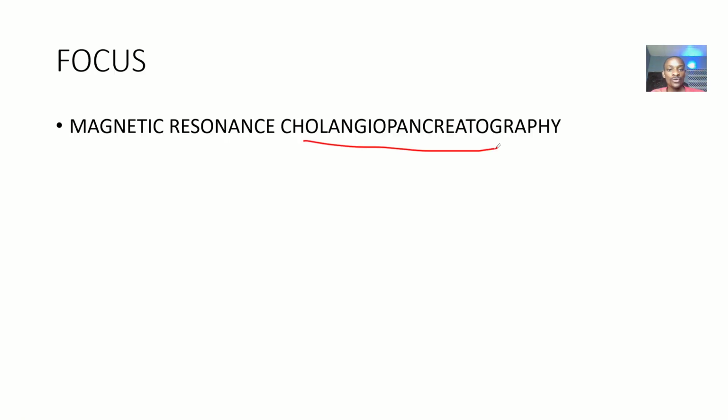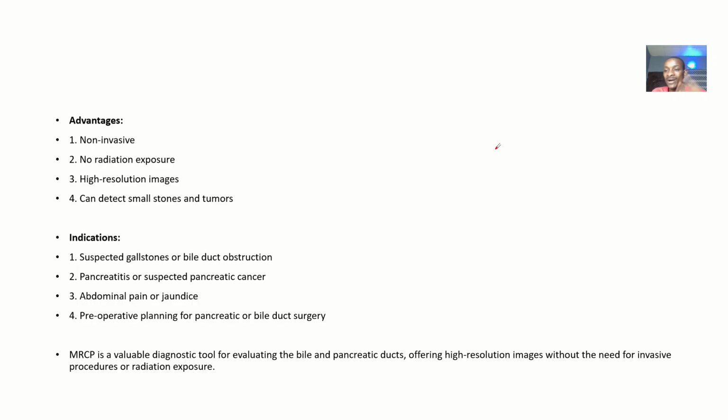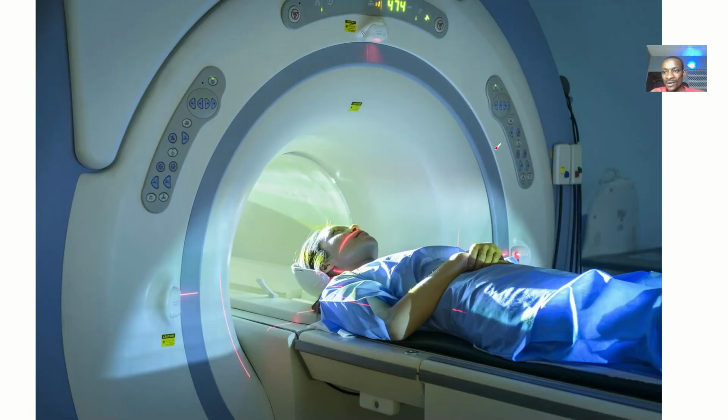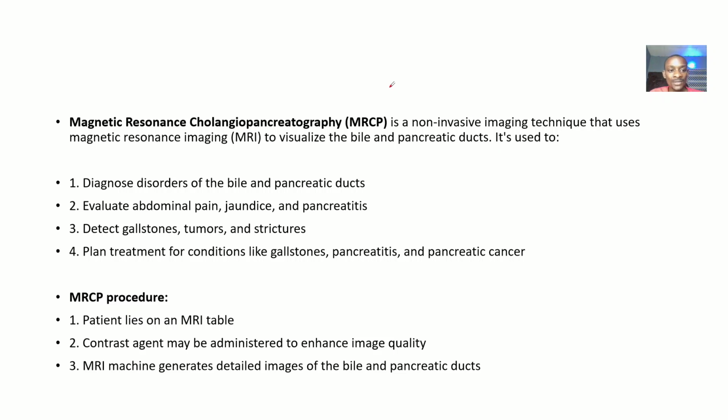So moving on, we'll be defining it. We'll talk about the uses, talk about the procedure, talk about the advantages, then talk about what? When it is needed. That's the indications, right? So it's just MRI, but this one is special. You're trying to observe what? The bile duct and the pancreas. So talking about magnetic resonance cholangiopancreatography, we say that it is a non-invasive imaging technique that uses magnetic resonance imaging to visualize the bile and the pancreatic ducts.